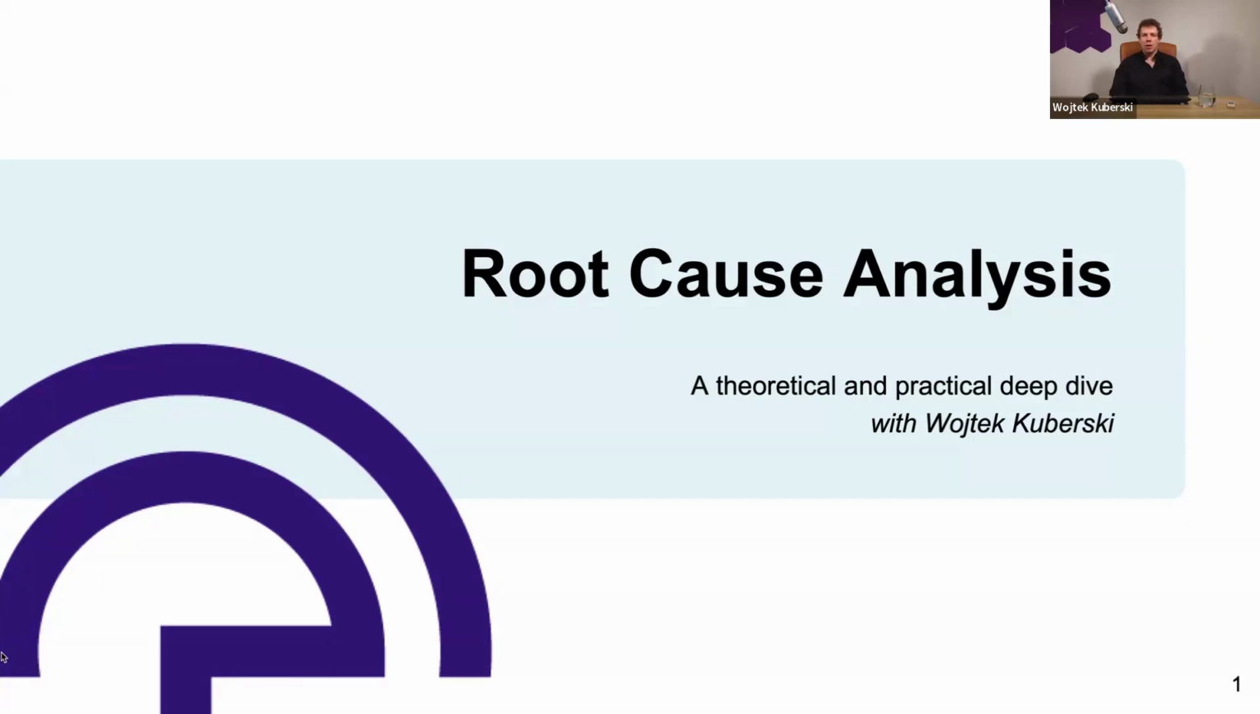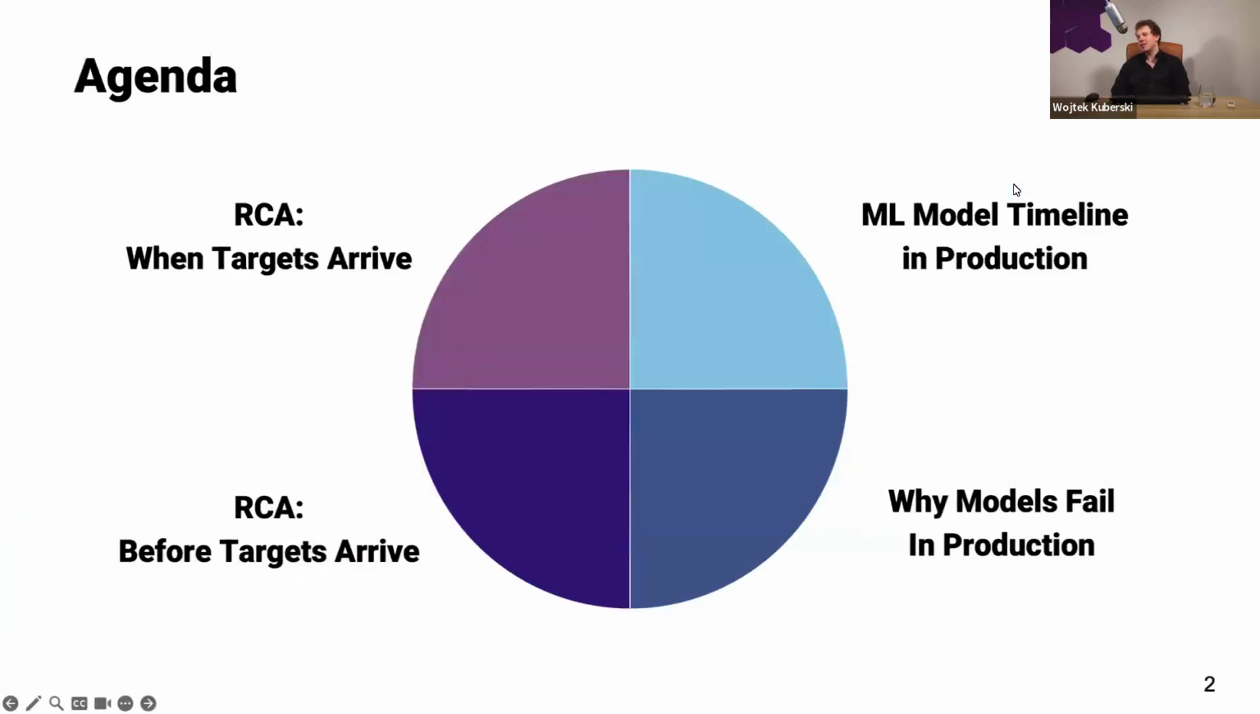And now let's talk about how to do root cause analysis in post-deployment data science. That is never easy. On the agenda today, we're going to talk about the machine learning model timeline in production. So what happens after we deploy a machine learning model to production? And then we're going to talk about why models can fail in production, what are possible failure modes, and how we can actually recognize that, find that early, get some kind of early signals of model failure.